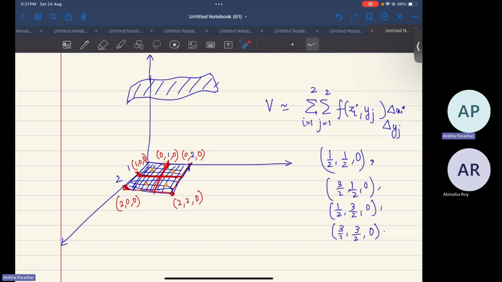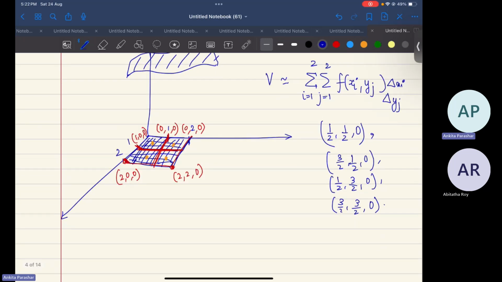This one will have this one, this one will have this one, and this one will have this one. So I have taken distinct points from each section now, and the volume should be approximately the way we have written by partitioning this.